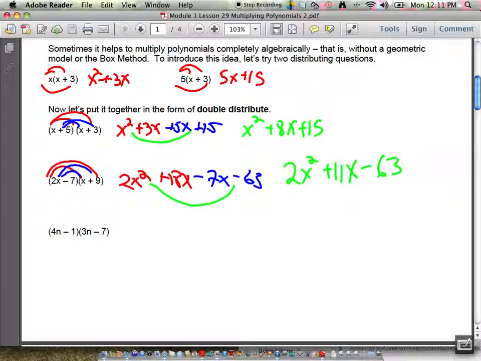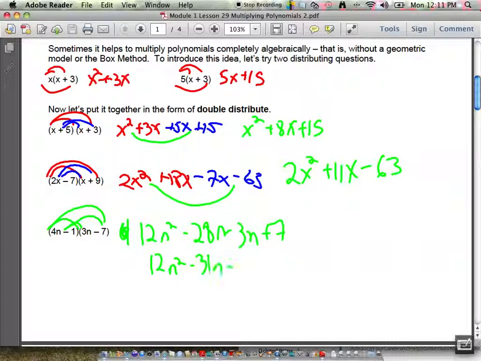Okay, so I distribute the 4n, and 4n times 3n is 12n squared. 4n times negative 7 is minus 28n. Now I cover up the 4n and distribute the negative 1. I get minus 3n plus 7. So my final answer is 12n squared minus 31n plus 7. Now how many people got that right? Okay, most of the class, pretty much everybody.